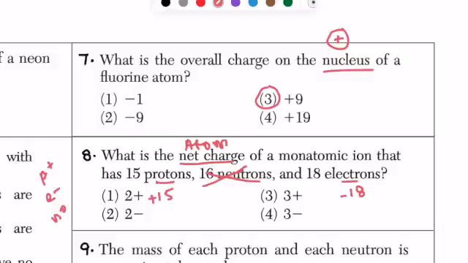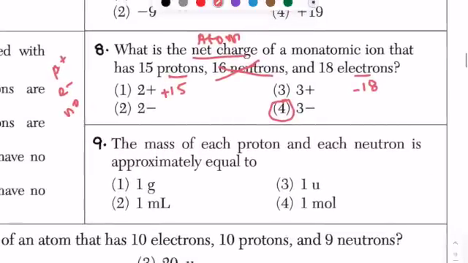So because it's 3 more negative charges, the overall charge is going to be -3. The mass of each proton and each neutron is approximately equal to. This is a very important concept to remember. When we are saying approximately equal to, we are only talking about the relative number.